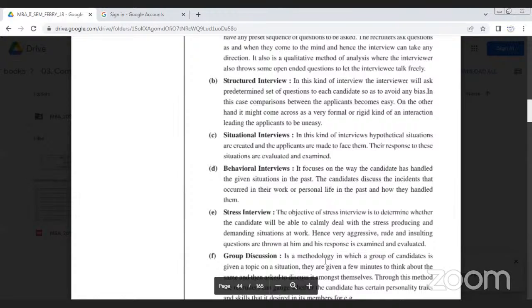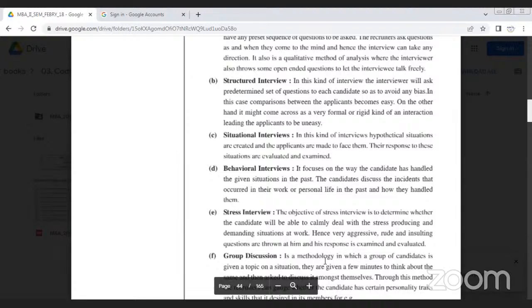Behavioral interviews focus on the way the candidate has handled given situations in the past. The candidate discusses incidents that occurred in their work or personal life in the past and how they handled them.